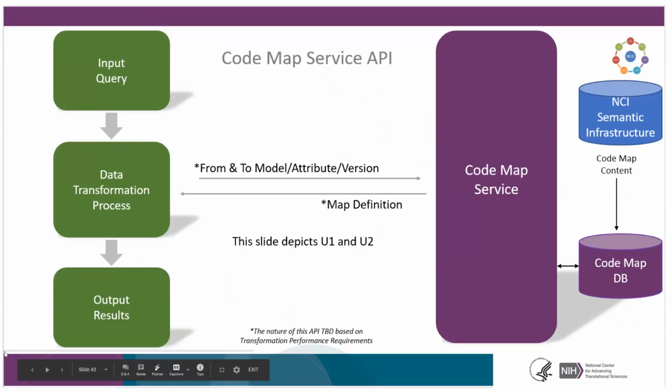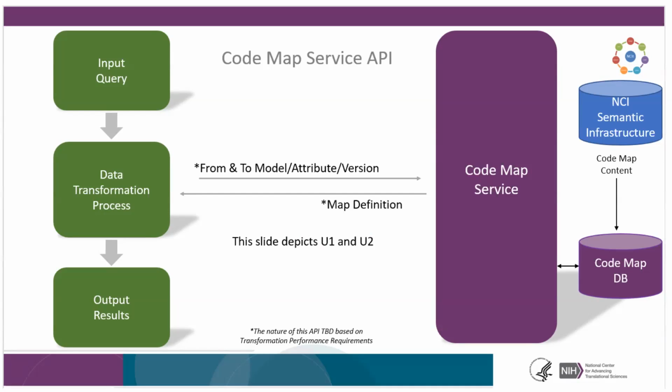So on the right side, once it's loaded into NCI semantic infrastructure, then the code map service can use that and provide that through the API to the other processes in CD2H, which is on the left side in the green boxes. So one type of usage is it can be used during the data transformation process.